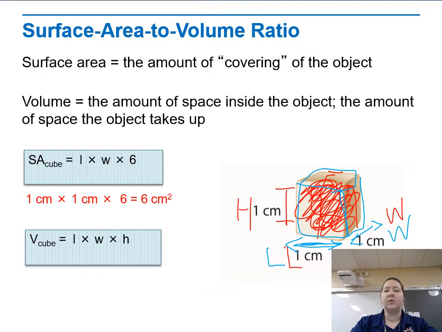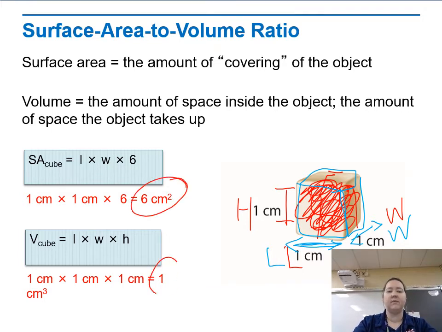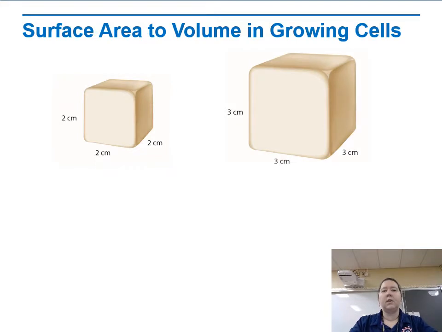So for this cube, 1 times 1 times 6 is 6 centimeters squared. And then the volume is 1 times 1 times 1, which is still 1. So we have a surface area of 6 and a volume of 1. And you notice centimeters squared and cubed. So cells are 3D cubes. They're not quite cube shaped, but that's the best way we can represent them for our purposes.